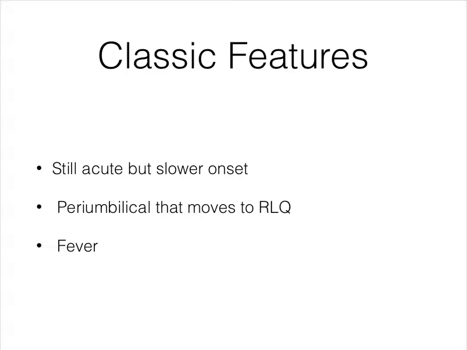Now let's take a close look at appendicitis. The classic presentation of appendicitis is also that of acute pain, but it is much slower in onset than an ectopic pregnancy or a ruptured ovarian cyst. Classically, the pain starts in the periumbilical area and then moves to the right lower quadrant over McBurney's point. It is often associated with fever, as the appendix ruptures and the infected material makes contact with the peritoneal cavity.